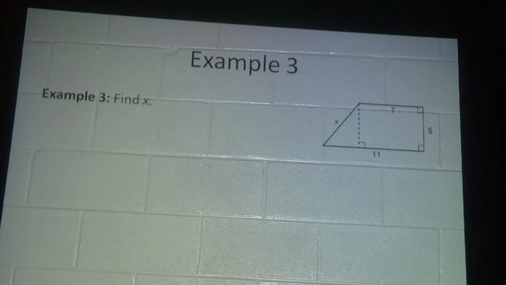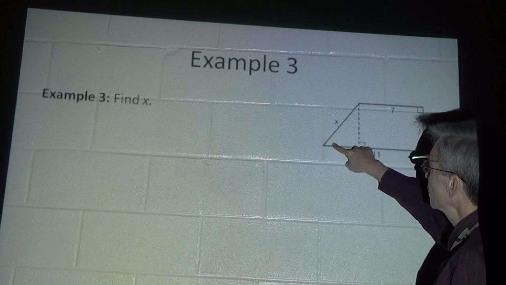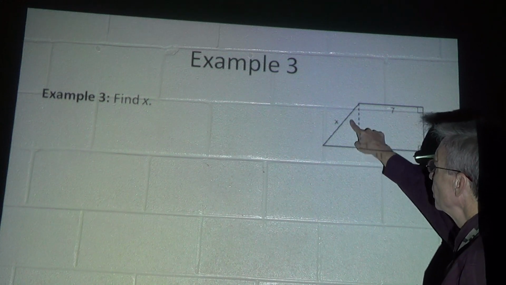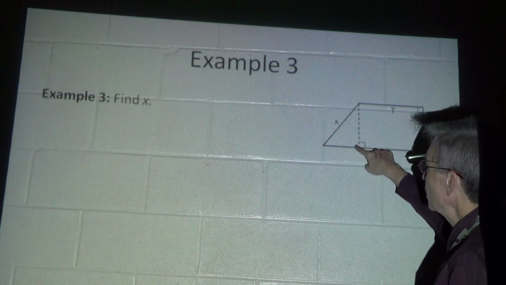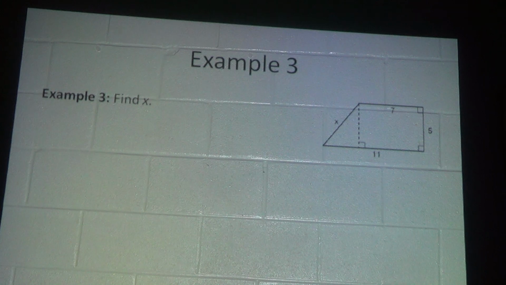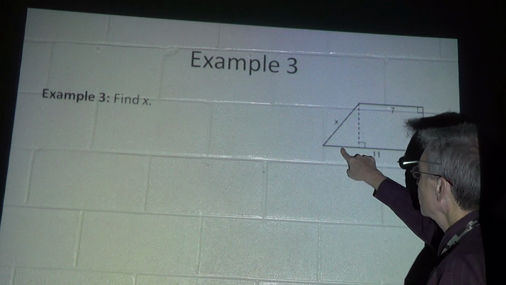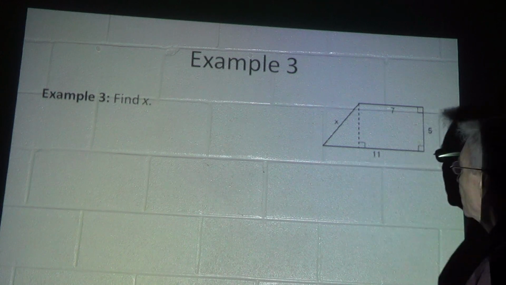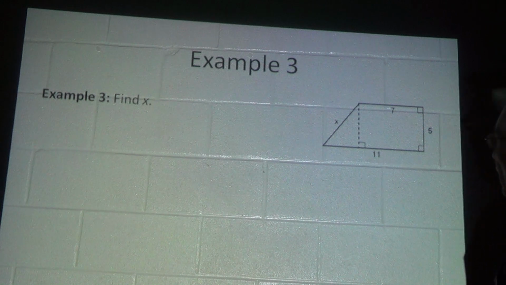Alright, example 3. This time they gave us a trapezoid. Notice that this triangular section here, they're wanting to know what the length of this leg is. Actually, this is the hypotenuse of the right triangle because the 90-degree angle is right here. We know that this whole thing here is 11, this is 7. So this tells us that this part right here is actually 4. And we know that this is 5, so this leg is 5. So they've given us the two legs. We need to find the hypotenuse.